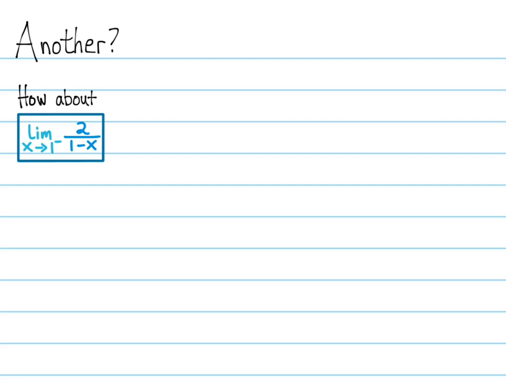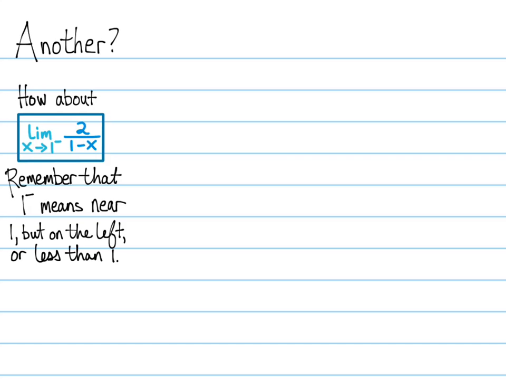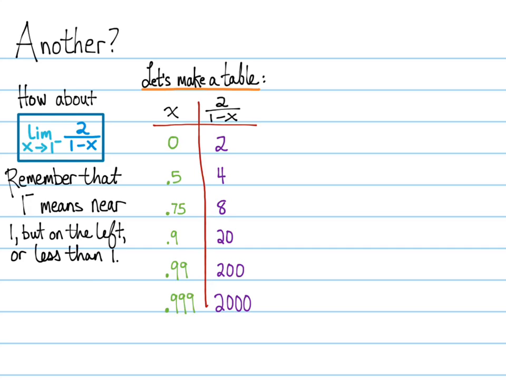How about another one? We write the limit as x goes to 1 from the left of 2 over 1 minus x. And remember that 1 minus means near 1, but on the left side of it. Right? So we want numbers less than 1. So we make another table. And here's a bunch of numbers less than 1 under x: 0, 0.5, 0.75, 0.9, 0.99, 0.999, right? These are all numbers that are less than 1, but that are getting closer and closer to 1.